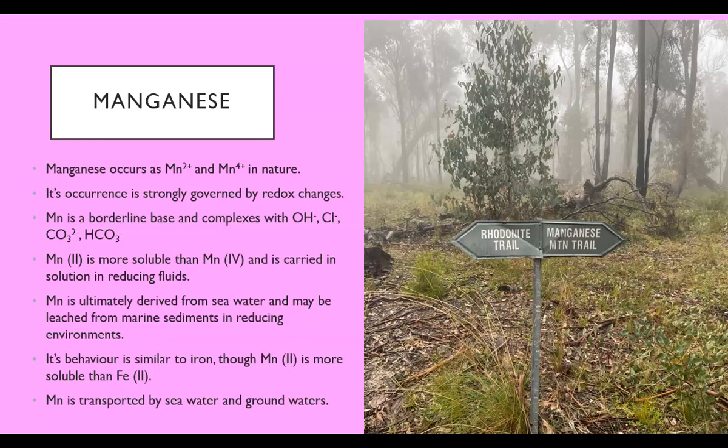Manganese, 2+, 4+, strongly governed by oxidation, borderline base, complexes with hydroxyl or chlorine. 2+ is more soluble than 4+, and so it's carried in solution in reducing environments. So it's ultimately derived from seawater, so it's quite common in seafloor sediments.